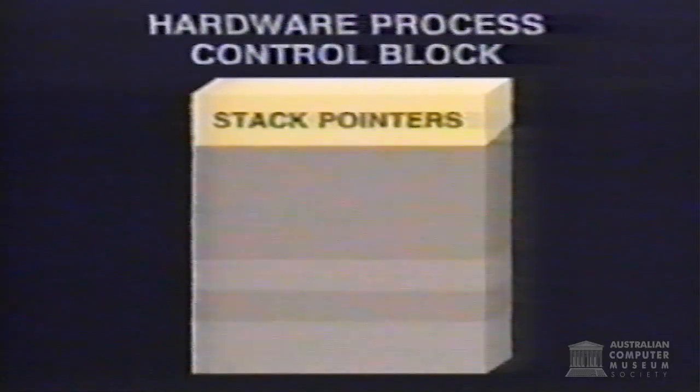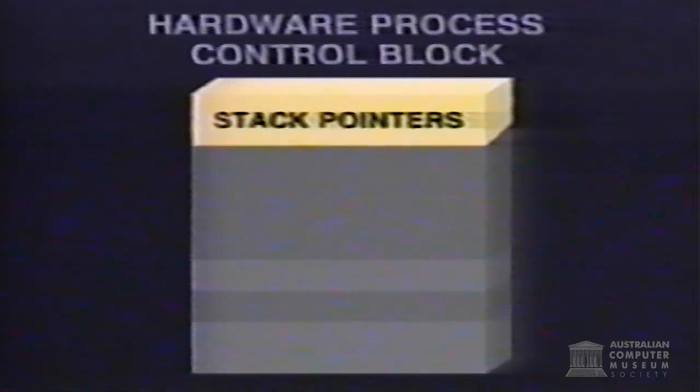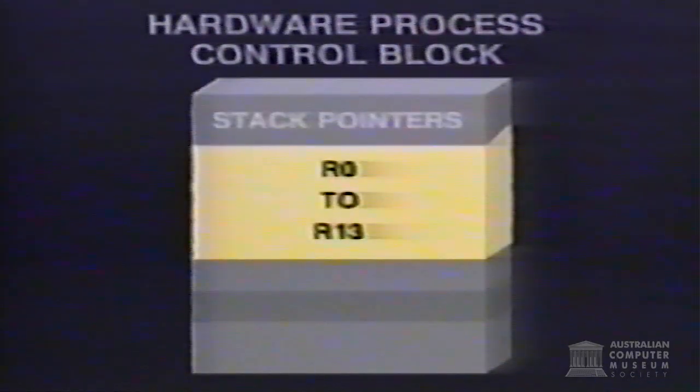Let's take a closer look at the hardware PCB. It is used to store the contents of the processor's registers when the execution of a process is interrupted. The stack pointers are 4 registers corresponding to the 4 processor access modes: kernel, executive, supervisor, and user. R0 to R13 are the general registers discussed earlier in this course. They can serve as temporary storage locations for data that the CPU is operating on, or they can contain addresses of data stored elsewhere in memory.